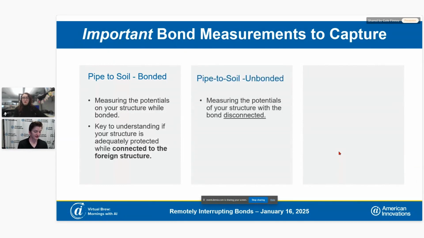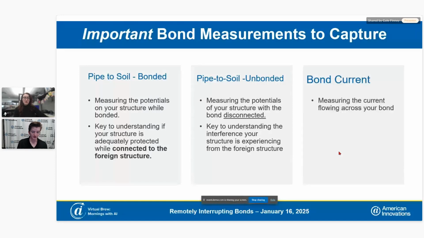Then the next measurement that we recommend people take is that same pipe to soil, but with that bond disconnected. So that would be taking the potential measurements on your structure while your bond has been disconnected. The reason being, that really helps to understand, in the name of an interference bond, the interference that your structure might be experiencing from the foreign crossing. That would be very important in understanding what the actual interference is that you'd be encountering on that structure.